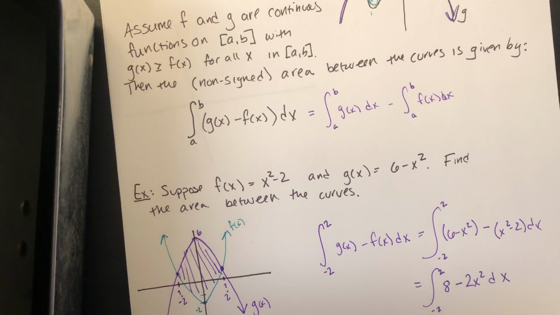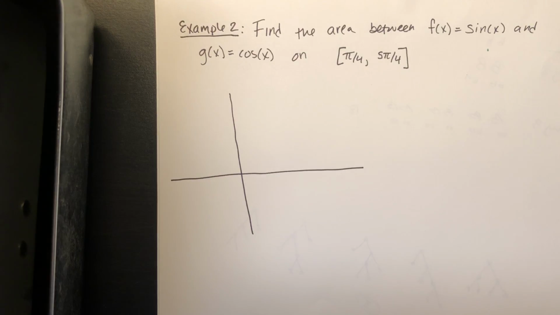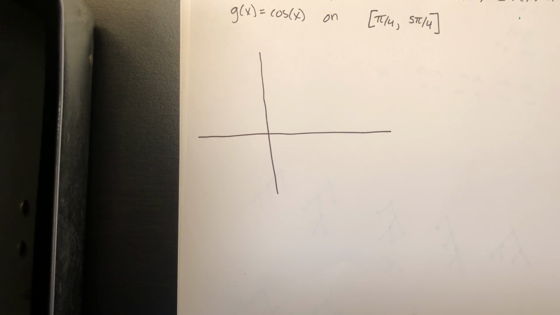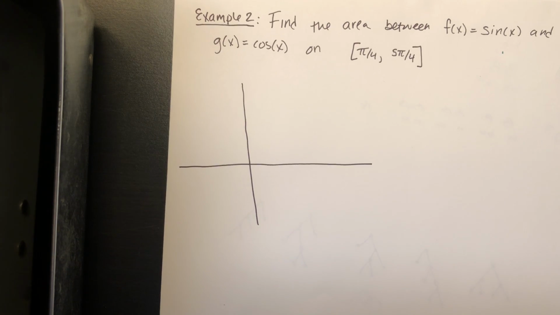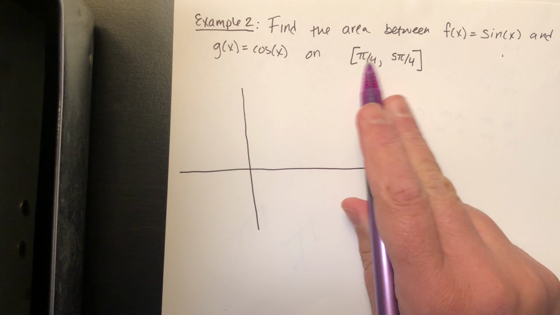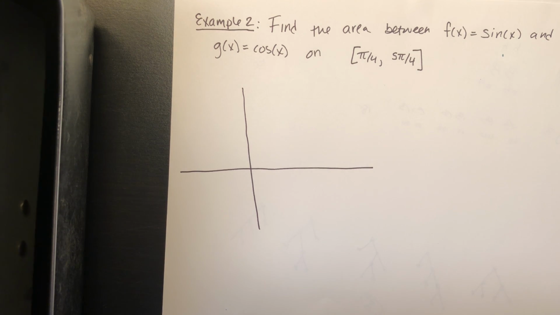So let's do one more example. Let's find the area between sine of x and cosine of x on the interval from pi over 4 to 5 pi over 4. Oof.